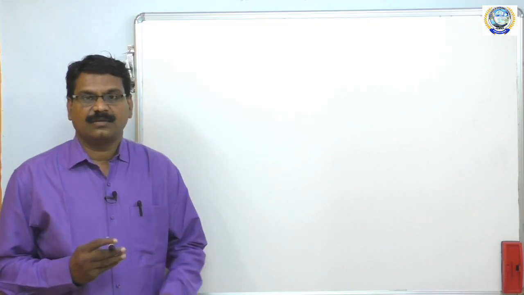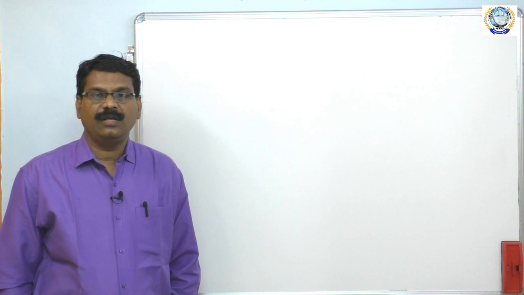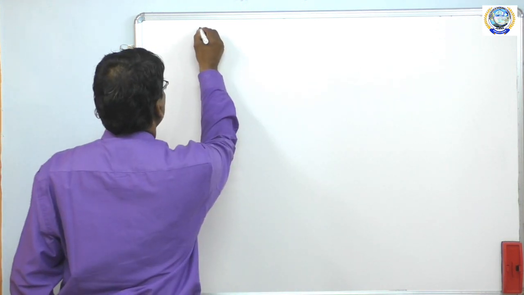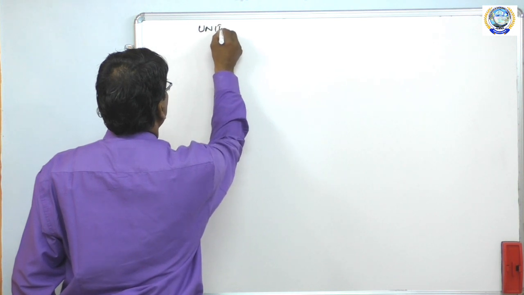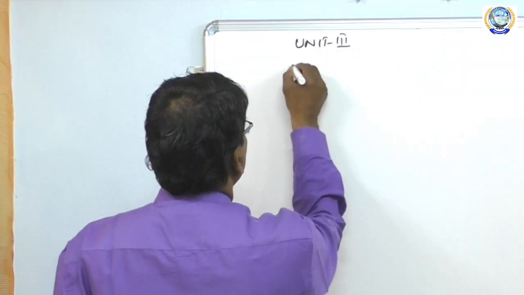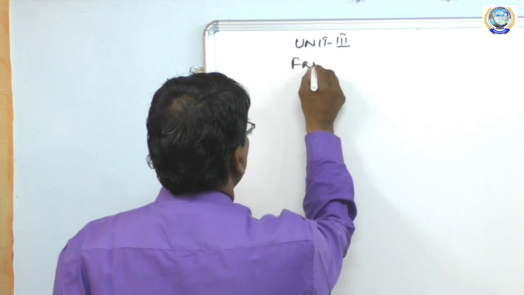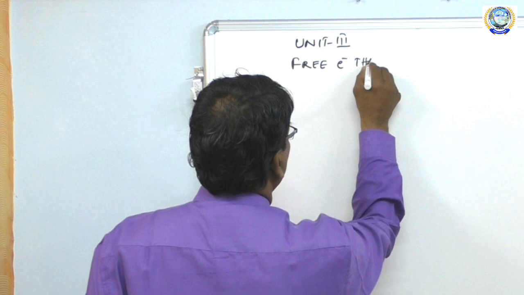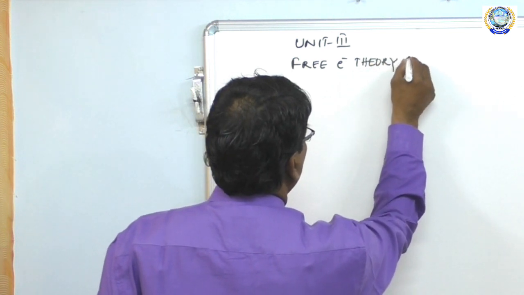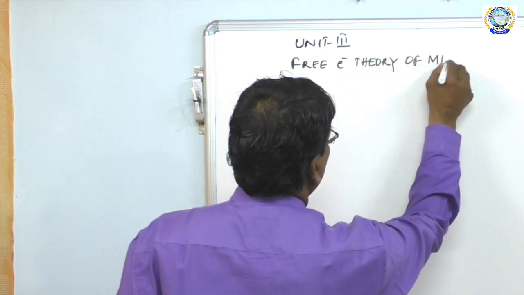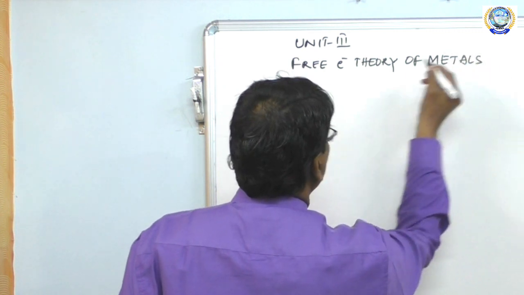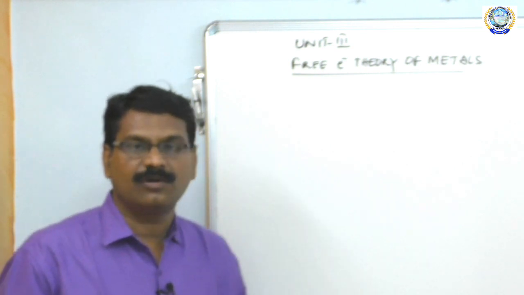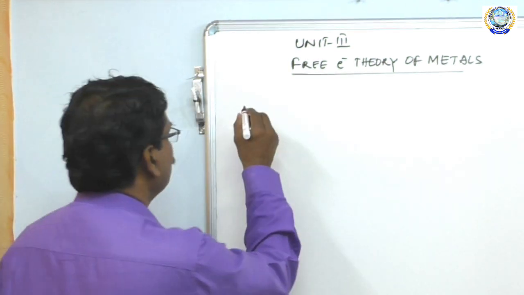Good morning, students. Today we are going to start Unit 3 called Free Electron Theory of Metals. First of all, we will discuss the introduction part of Free Electron Theory of Metals. Let us see.